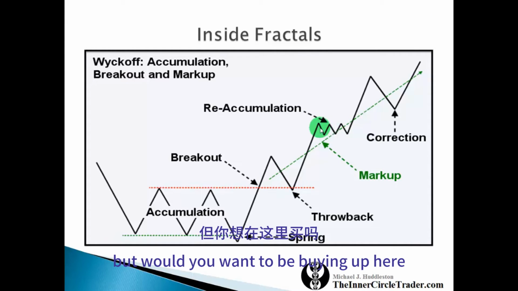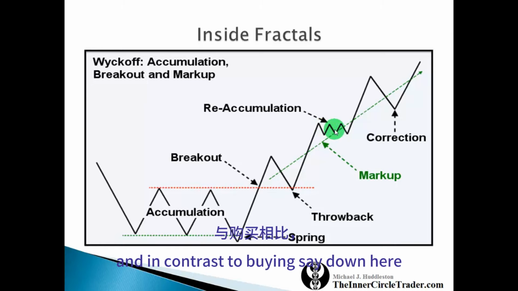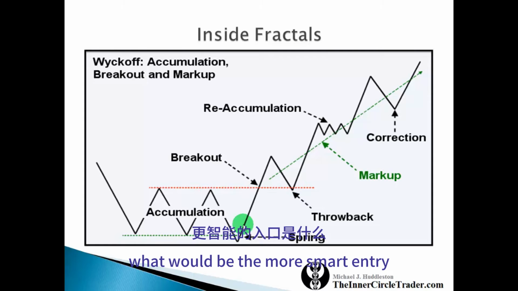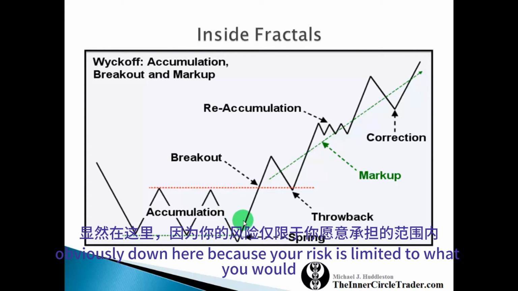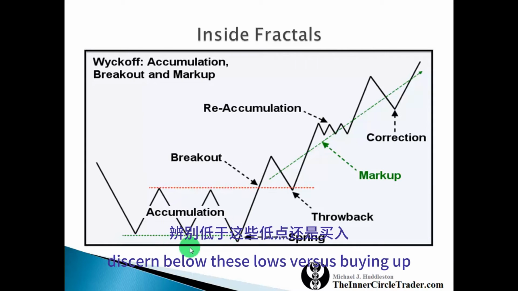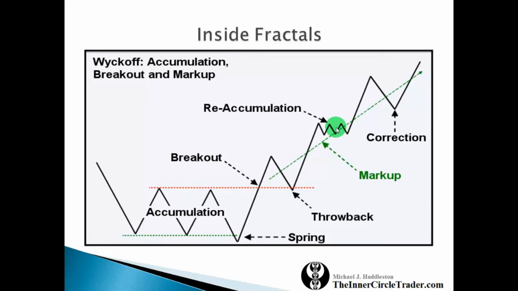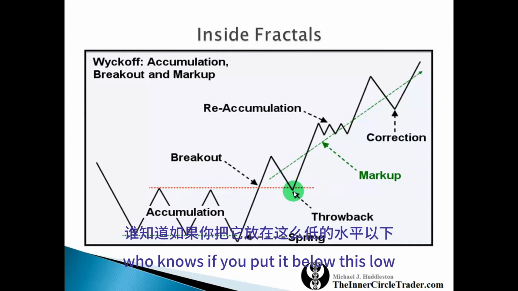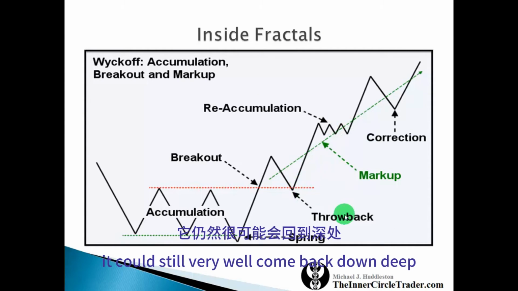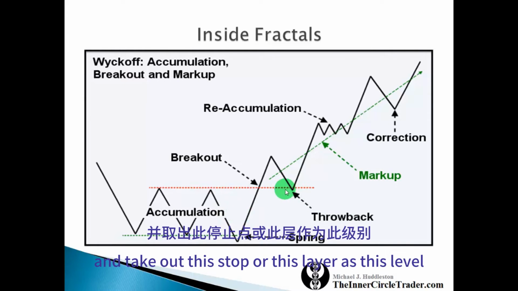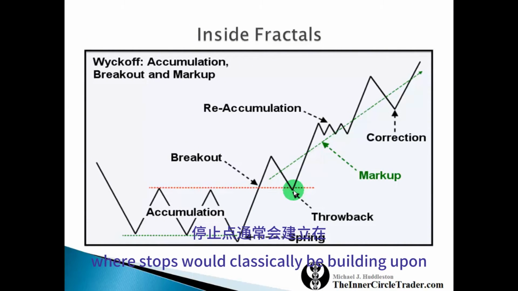But would you want to be buying up here in contrast to buying, say, down here? What would be the more smart entry? Obviously down here, because your risk is limited to what you would discern below these lows versus buying up here. Where would your stop need to be? Who knows? If you put it below this low, it could still very well come back down deep and move into an order block that would be in this area here and take out this stop, or this level where stops would classically be building up.